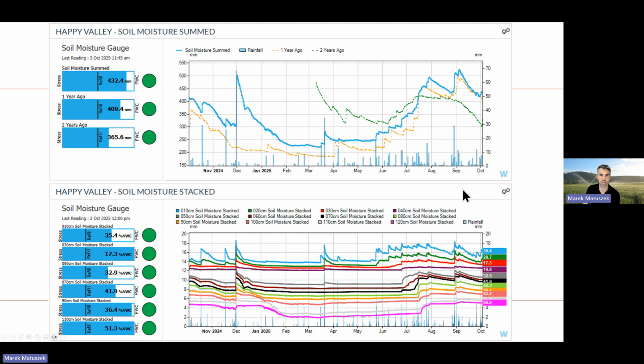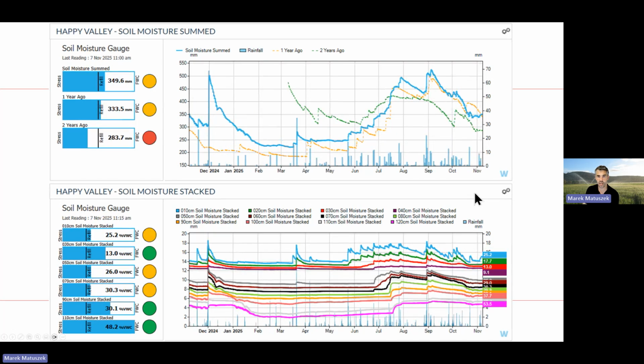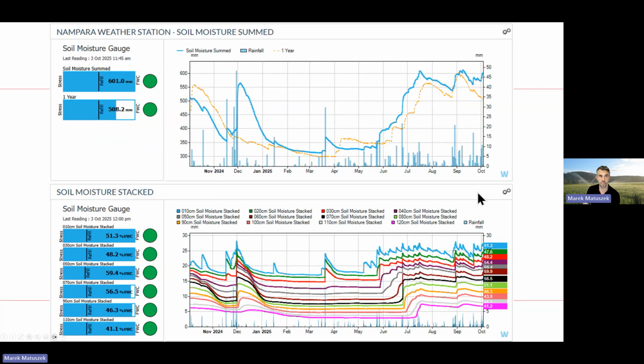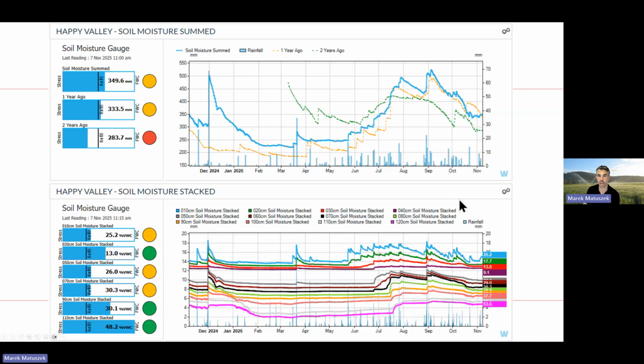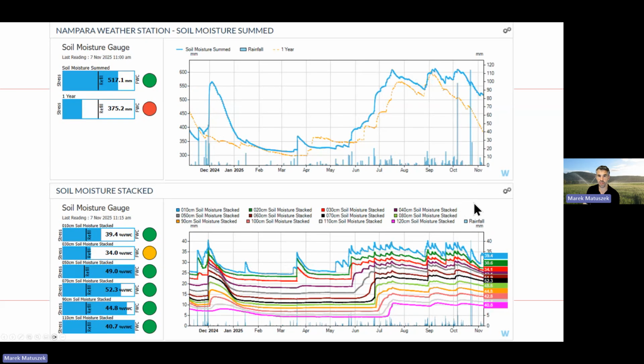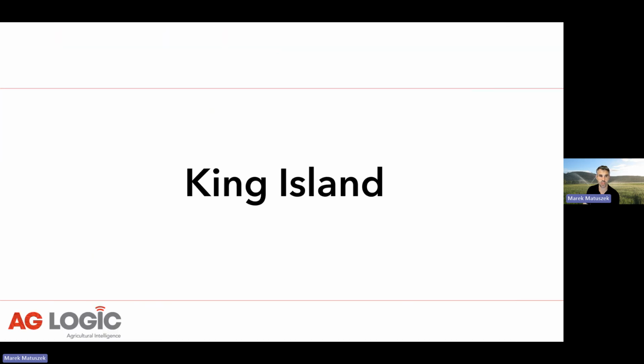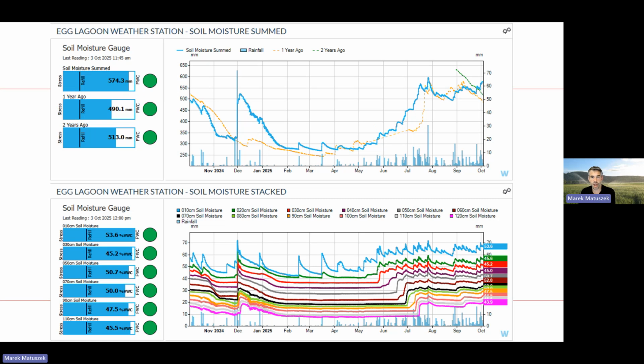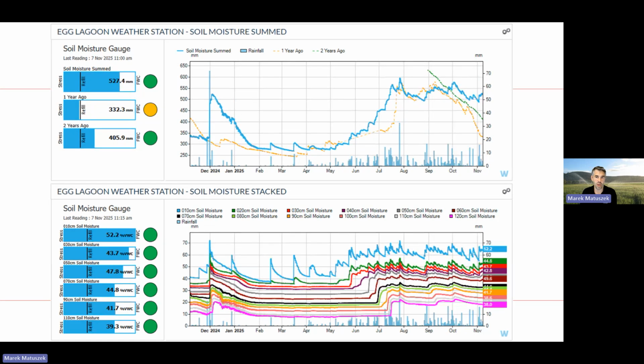If you go across to the islands, we can see Happy Valley there on our deep sands underneath Strzelecki. We can see that that's similar to last year. Nampara, which is near the north of the island, the rain gauges are reading correctly, and you can see they've got a bit more soil moisture. If you look at King Island, it's much better than where we were at the same time last year.